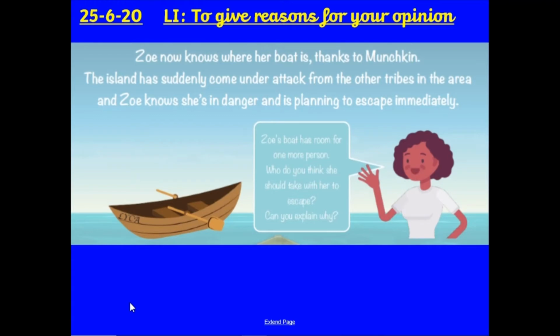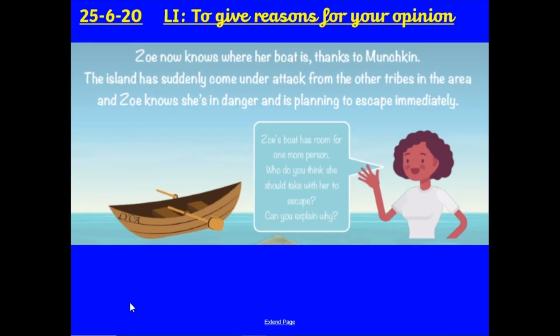Now then, Zoe now knows where her boat is, thanks to Munchkin giving away that information. The island has suddenly come under attack from the other tribes in the area, and Zoe knows that she's in danger and she's planning to escape immediately. Now then, Zoe's boat, Leica, only has room for one more person. Who do you think she should take with her to escape? Which character in the book should she take?